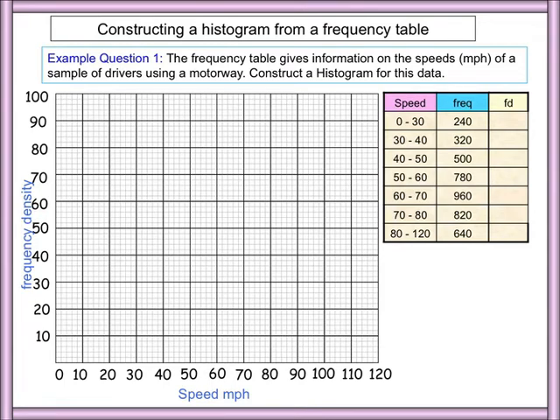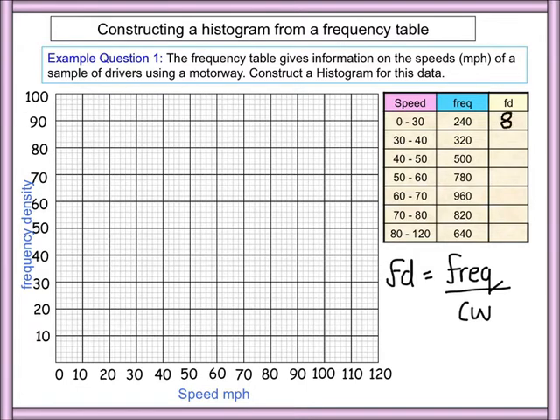So we need to know how to calculate that frequency density, and that's quite simply the frequency divided by the class width. So we're going to go through and calculate the frequency densities for each of these. For this first one, the frequency is 240, and the class width here is 30. So 240 divided by 30, that first bit must have a frequency density of 8.